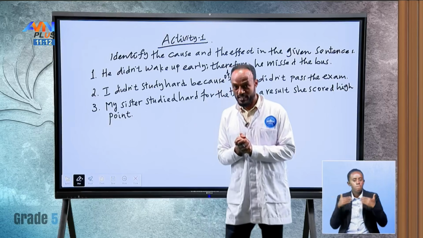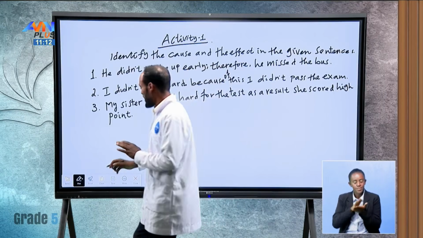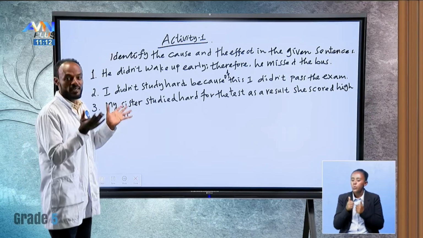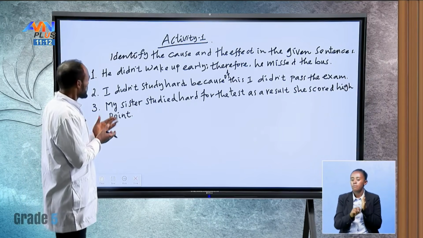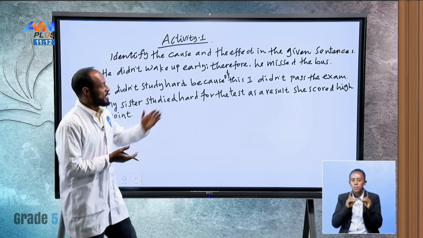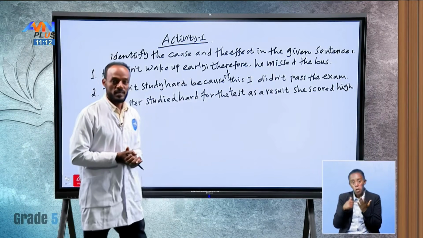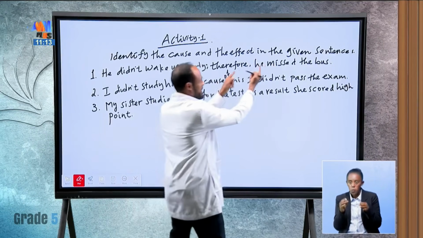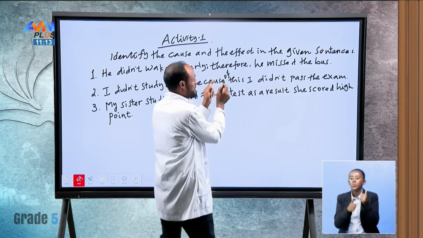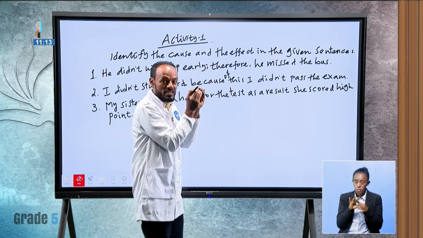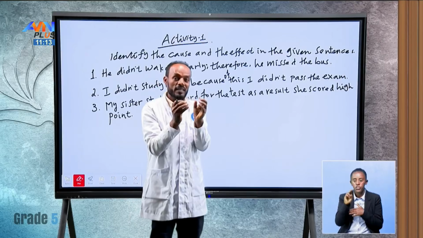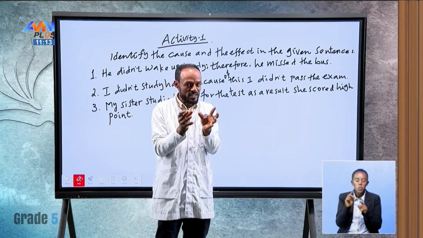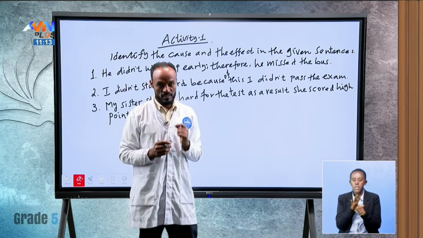Fantastic. I hope you did it. Nice students. Now we're going to identify which one is cause, which one is the result. So, he didn't wake up early. Therefore, he missed the bus. Which one is the cause? The first sentence or the second sentence? This one is just the conjunction. Do you know conjunctions? Conjunctions are the words that we use to bring different ideas or different sentences together to make one complete sentence.